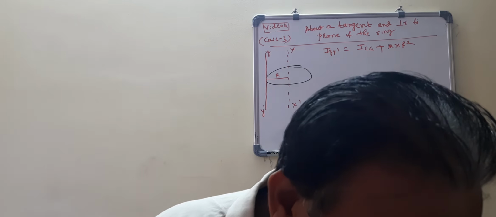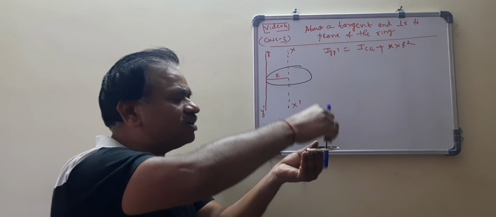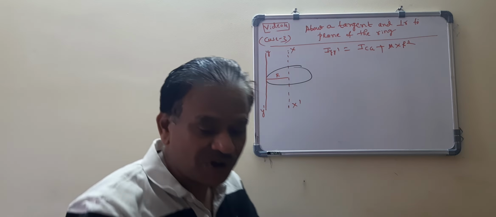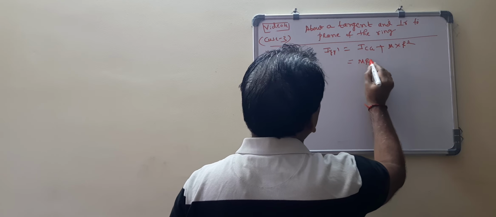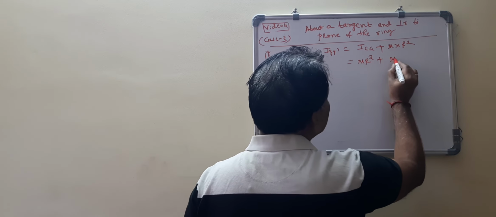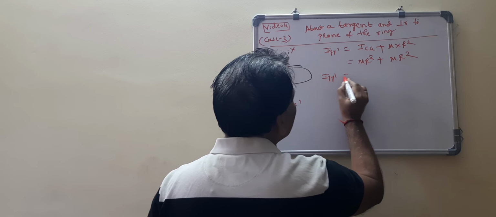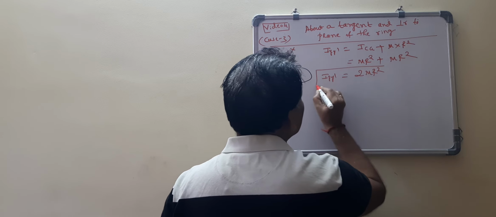Here, I already told you, for the axis passing through its center of gravity, what is the moment of inertia? Case 1 is mr square. It is mr square equal to m into R square, plus this, which is m into R square. So that I y dash equals 2 into mr square.